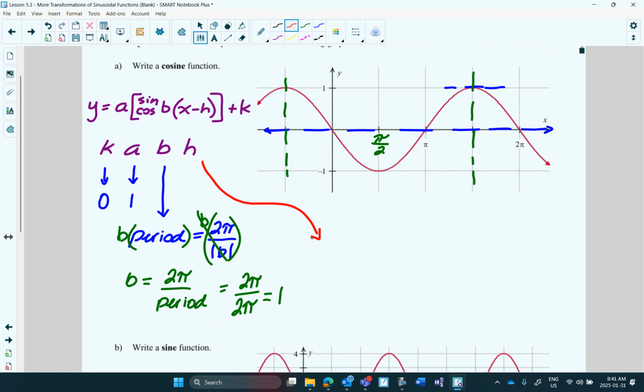Normally, the cosine graph starts here, right? But it started 1 notch to the left. How much is 1 notch? Pi over 2. To the left, negative pi over 2. So that means h is negative pi over 2. Now you've got everything.